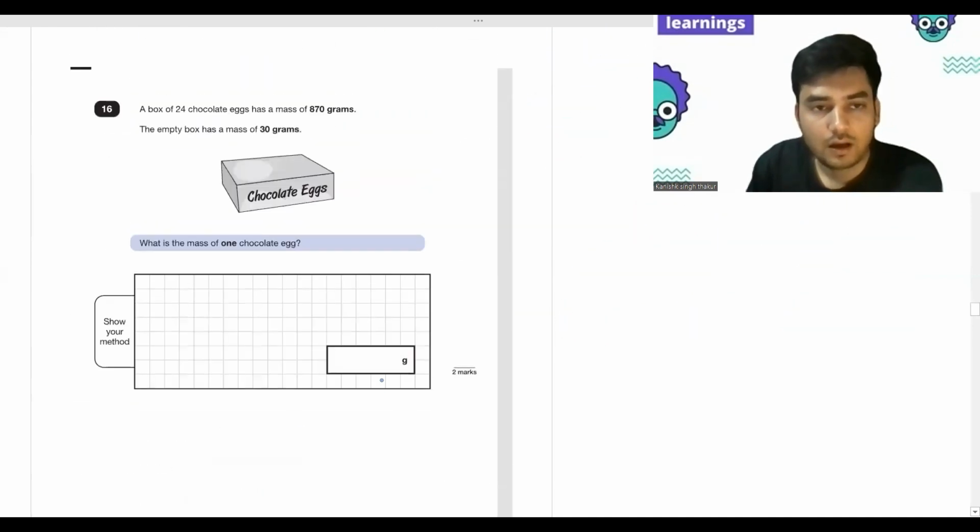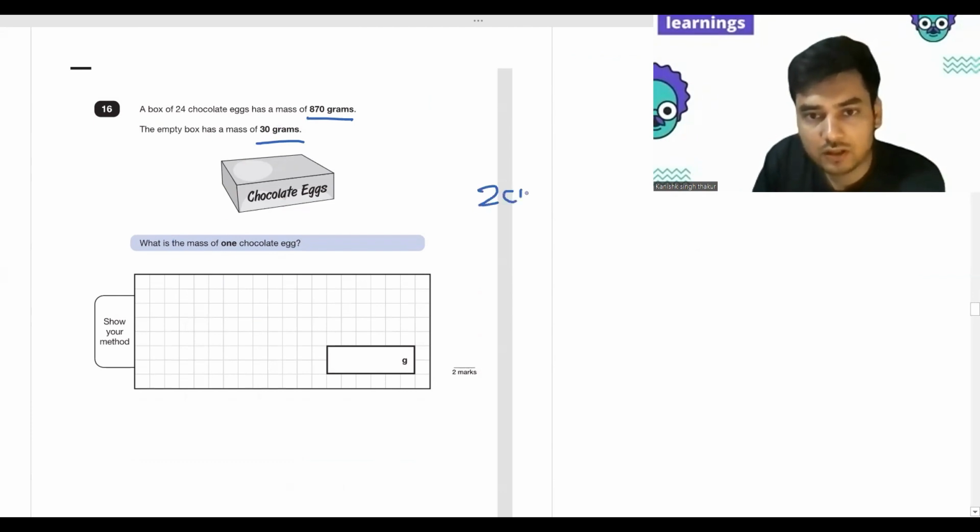Okay. A box of chocolate eggs has a mass of 870 grams, right? A box of chocolate eggs has a mass of how much? 870 grams. The empty box has a mass of 30 grams. Okay. So total mass of chocolates in the box. What is the mass of one chocolate egg, right?